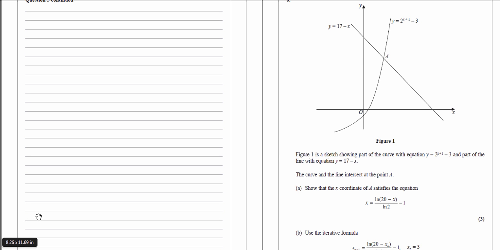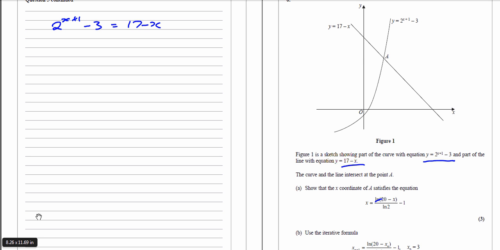So we've got y equals 2 to the power of x plus 1 minus 3, and y equals 17 minus x. The curve and the line intersect at point A. Show that the x coordinate of A satisfies the equation here. So what happens is that we've got to set them equal to each other. So where two things intersect is where they equal each other. So we're going to say that 2 to the power of x plus 1 minus 3 equals 17 minus x.